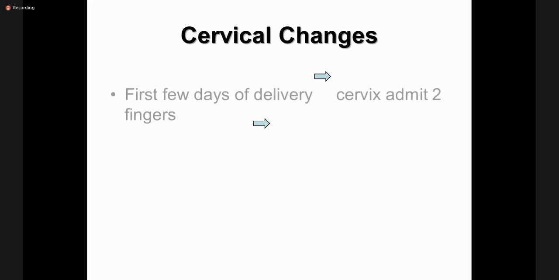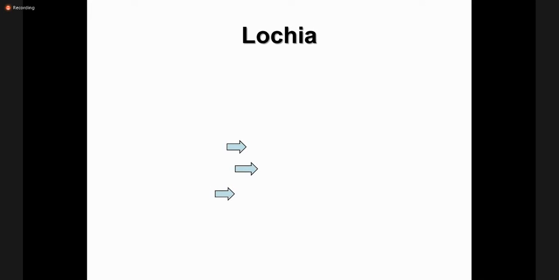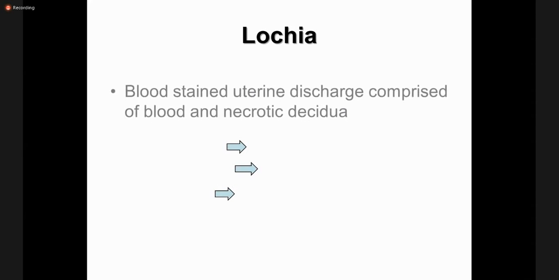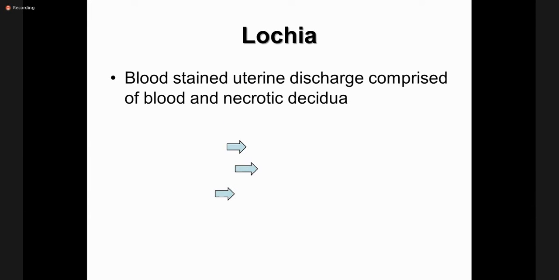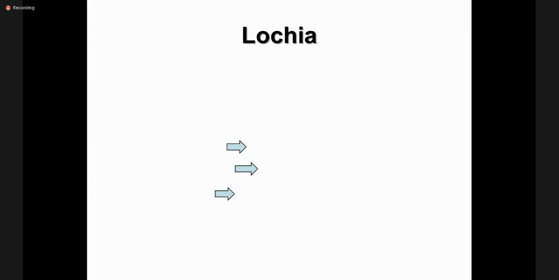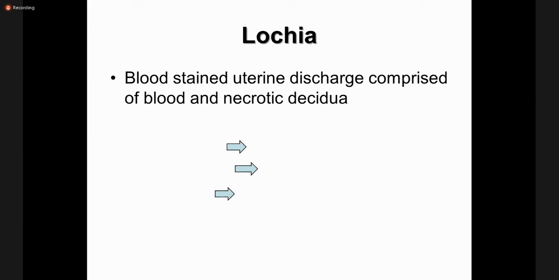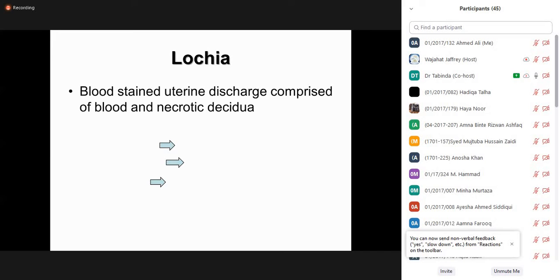We have done the uterine changes. Now the other thing is lochia. What is lochia? It is a blood-stained uterine discharge which comprises blood and necrotic decidua. During pregnancy, the uterine decidua enlarges in size and accommodates the baby, and the placenta is adherent to the endometrium. But after delivery of the placenta, the inner endometrial lining starts shedding. So lochia is a blood-stained uterine discharge which contains blood and necrotic decidua.